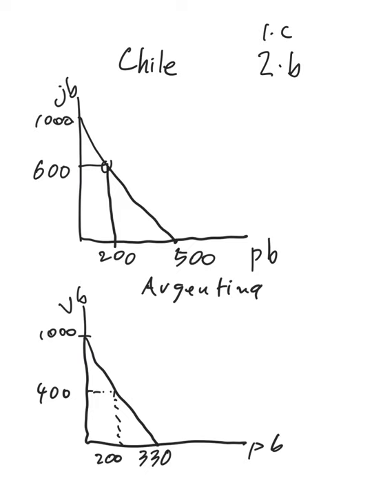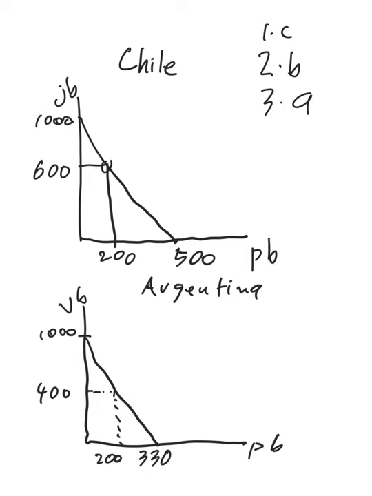Question 3, what are the endpoints of Chile's production possibility frontier? The answer is A. 1,000 pounds of jelly beans and 500 pounds of peanut butter. You can see it right there on the diagram. So the answer to number 3 is A.